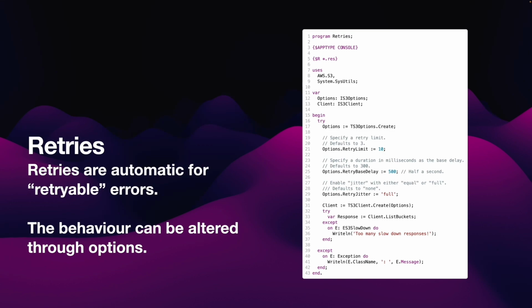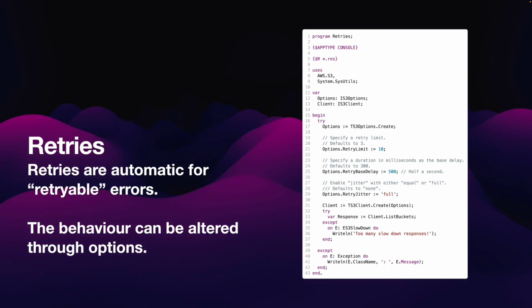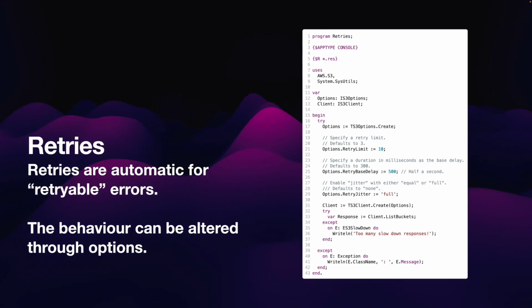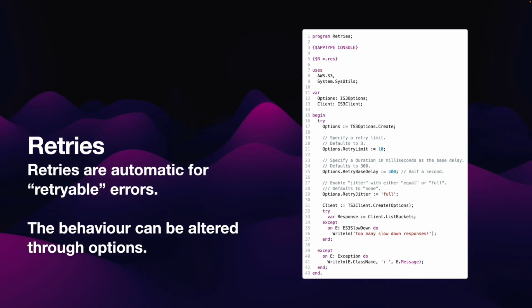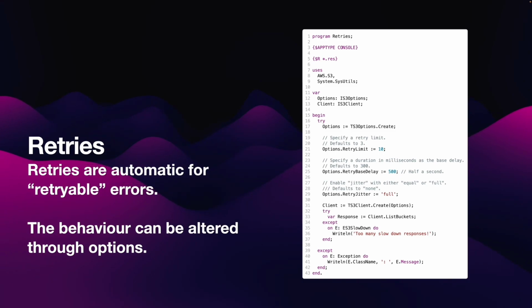Now with retries and exceptions, there is a policy that is effectively defined through the options. So here you can see that we're creating an S3 options, TS3 options on line 17. And then we've got some examples here of changing the policy. So the options retry limit on 21, we're setting it to 10. It defaults to 3 normally. So in this case, you would get up to 10 retries, at which point it will then fail if it's not successful on that last retry.